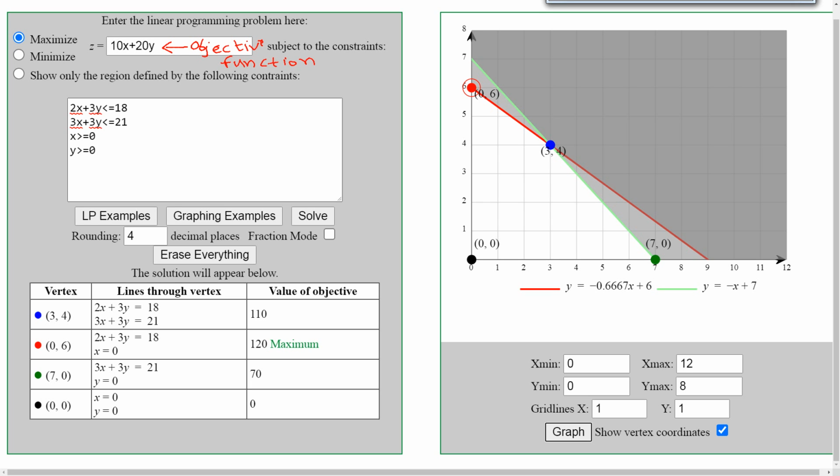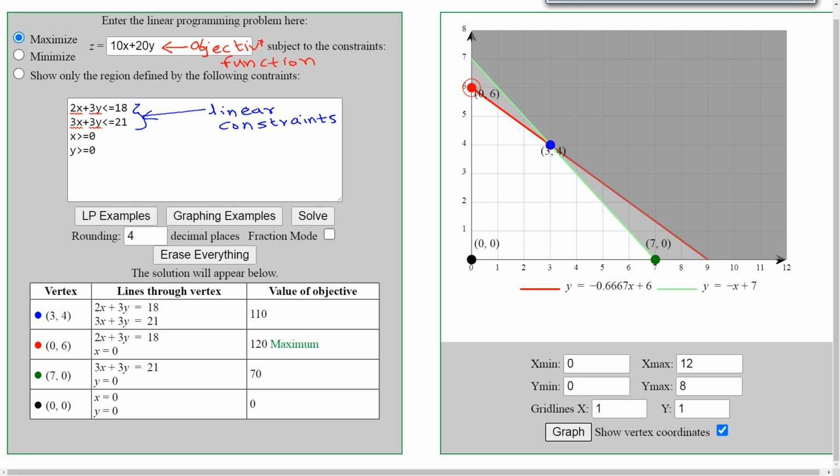The second part is that of linear constraints. So here we have two linear constraints or two linear inequalities. So this part is linear constraints and it consists of two inequalities. The first inequality is 2x plus 3y is less than or equal to 18 and the second inequality is 3x plus 3y is less than or equal to 21.